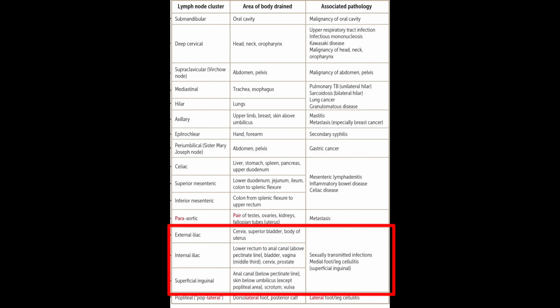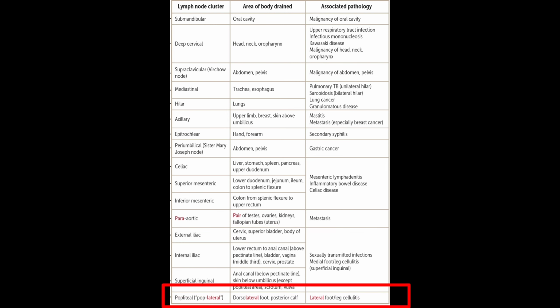So all three of these lymph node groups, external iliac, internal iliac, and superficial inguinal, are associated with sexually transmitted infection and medial foot or leg cellulitis. The popliteal lymph node drains the dorsolateral foot and the posterior calf, and it is associated with lateral foot or leg cellulitis. So you have to know that lateral foot and leg cellulitis is associated with the popliteal nodes, whereas the medial is associated with the external iliac, internal iliac, and superficial inguinal lymph nodes.